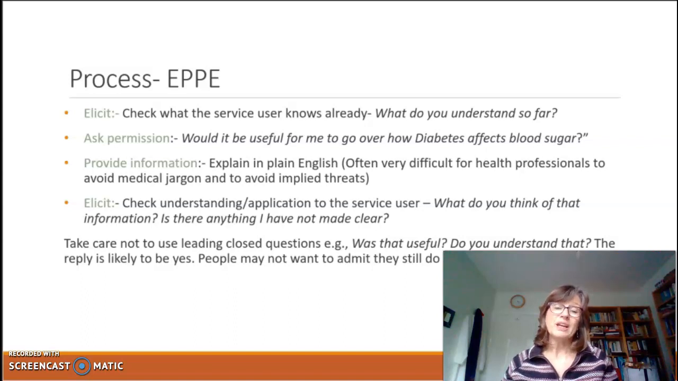And then we check how they have received that information, what their understanding is. Did it apply to them? So, what do you think of that information? Is there anything I've not made clear? We need to be careful not to say something simple like, was that useful? Or did you understand that? Because most people are going to say yes, because they don't want to admit that they didn't understand. They are assuming that the lack of understanding is their fault, and therefore they feel that it's just their inadequacy that means they haven't understood something.